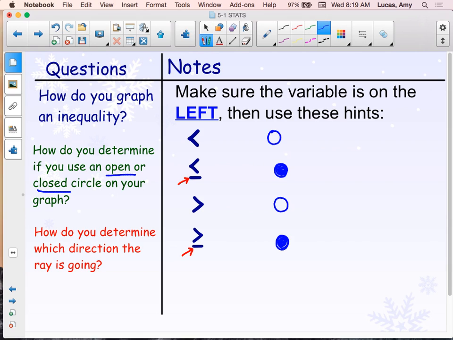Now, the other question, how do you determine the direction the ray is going? If your variable is on the left, the less than symbols will go to the left, because that's where the numbers get smaller, to the left on a number line. So both of these go to the left. And then greater than would go to the right, because that's where the numbers get bigger. What I'd like you to notice is that the arrow matches the symbol. The direction that the ray is pointing matches. This happens only when your variable is on the left. So I think about it as a shortcut. If you solve your equation, always making sure your variable's on the left, then the direction that the inequality symbol points is the same way your ray is going to point on your graph.